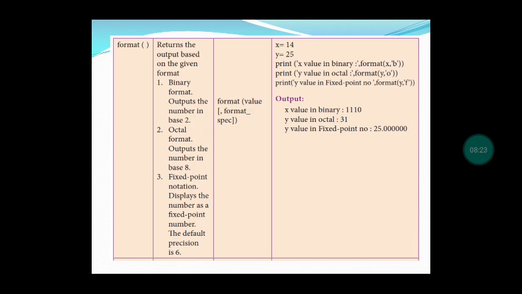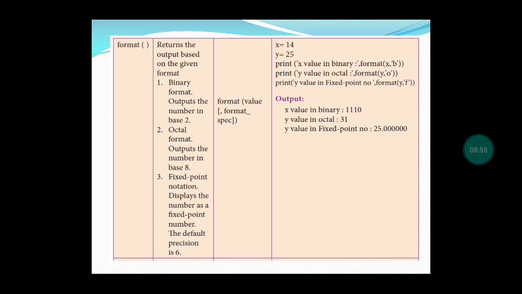Next, f, that is fixed point number, it is giving y comma f. Y means 25. So it gives the floating point number 25.000000. Okay. It has given 25 with 6 zeros. So three things we have used in this example. One is binary, another one is octal and another one is float. But if you are using bin, it gives only the binary value. But if you are using format, you can give binary, octal, float, like that.